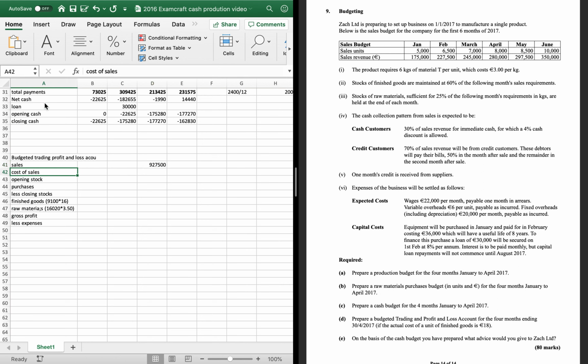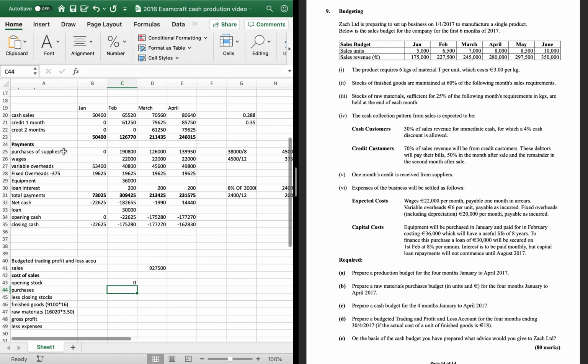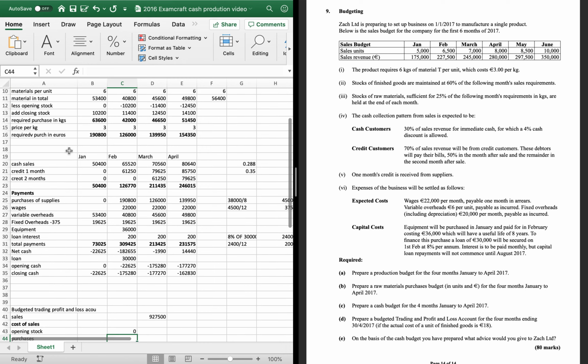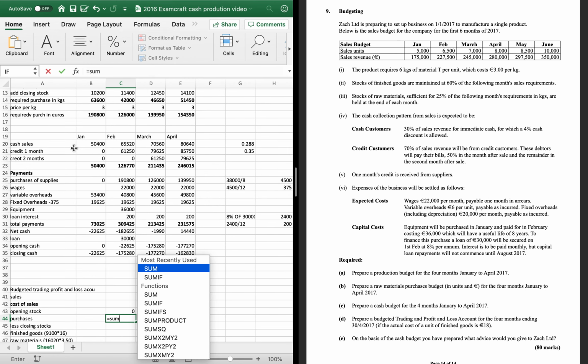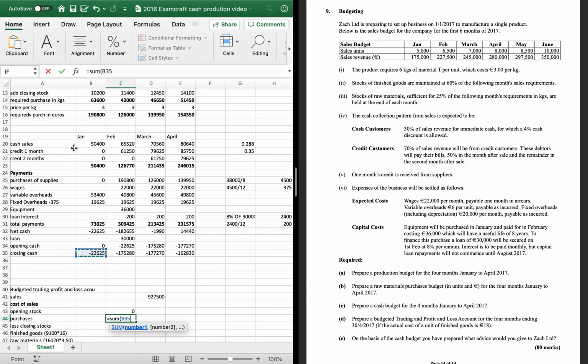All right. Cost of sales then. Opening stock, 0, new company. Purchases, 4 numbers added together from part B. So the 190,800, 126, 139,950, 154,350. That's the amount of stuff you're buying. That's 611,000. Your closing stocks. Now there's 2 of them.